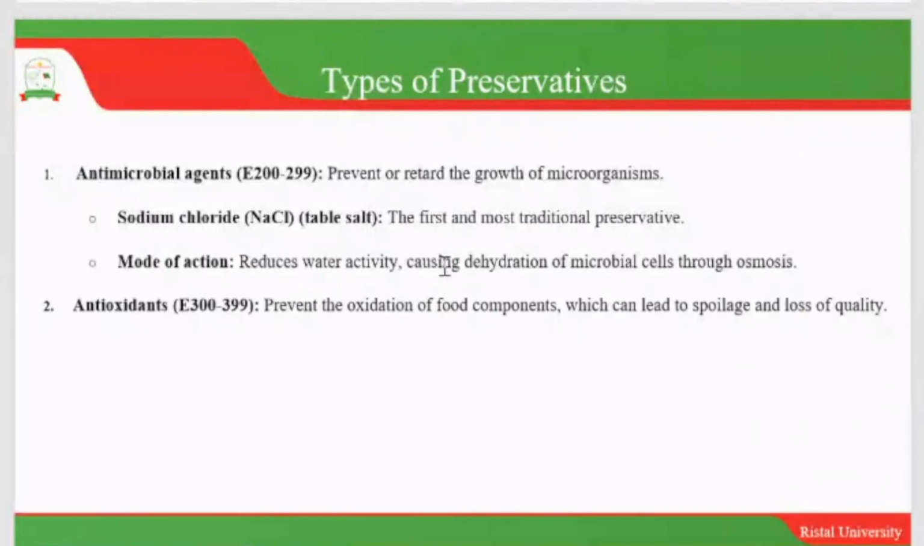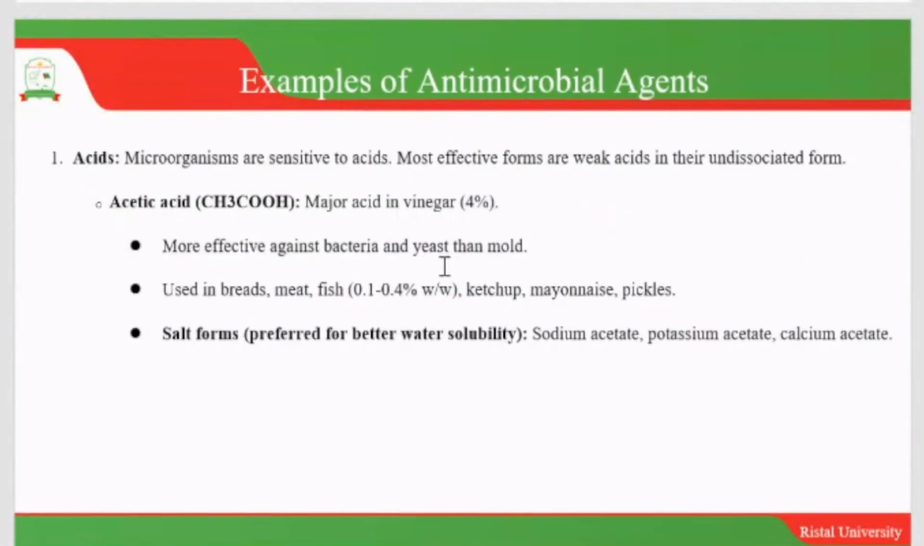So what are the examples of these antimicrobial agents? We have acids. Okay, we are saying microorganisms are sensitive to acids, and the most effective forms are weak acids in their undissociated form. For example, the acetic acid, and this one we have seen basically in most of the recipes for people who are doing product development and for the people who are doing food processing.